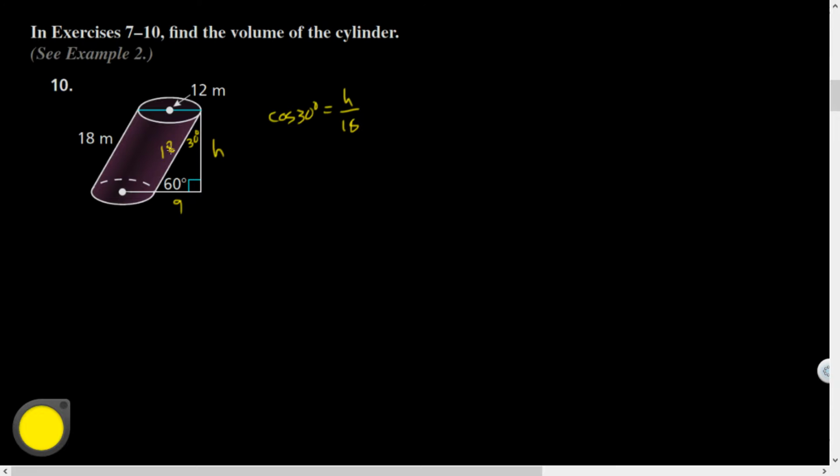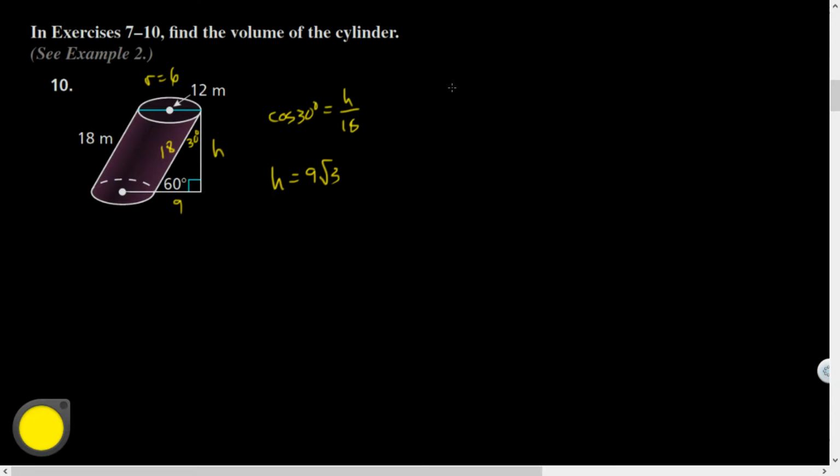I also just, knowing the ratios for 30, 60, 90, 18 divided by 2 is 9 will give me the shortest leg from the hypotenuse, and then multiply by the square root of 3. Either way, I would end up getting height is equal to 9 square roots of 3. Now, does it matter for calculating volume, the fact that this is a crooked, oblique cylinder? No, it does not. It appears as though this is a 12-meter diameter, so the radius is going to be half of that, which is 6.